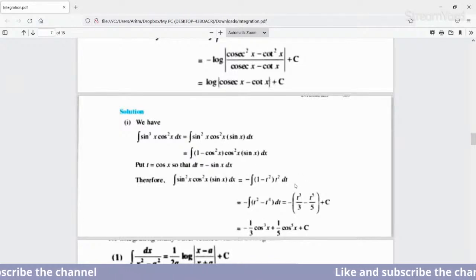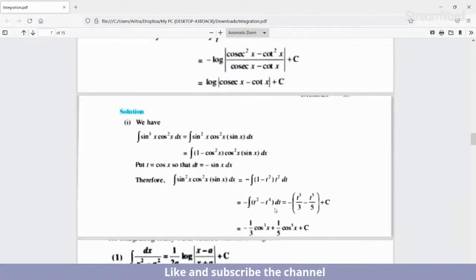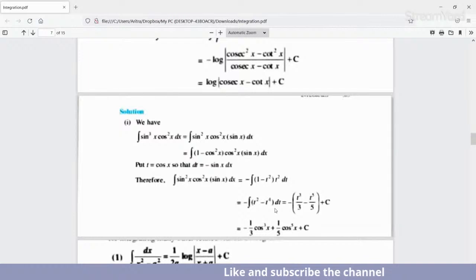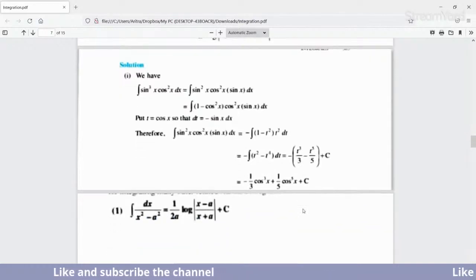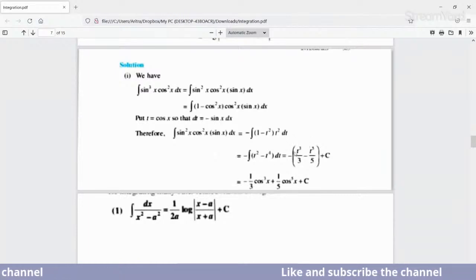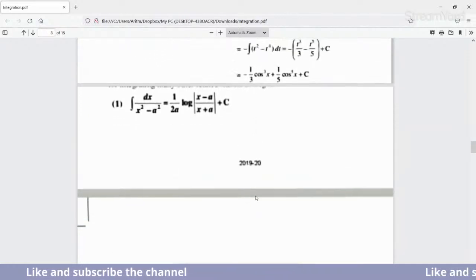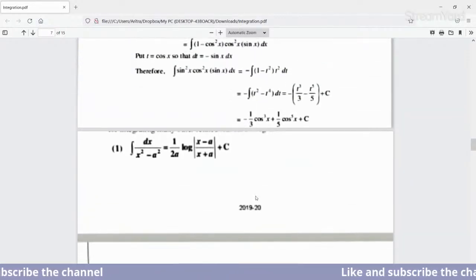Now what is it giving? It's simply giving t cube by 3 minus t to the power 5 by 5, using the formula for the integration of x to the power n, which is x to the power n plus 1 divided by n plus 1. So in place of x, it's just t. They just applied the formula in two steps and got the answer, and replaced it with t. Never forget to replace the substituted value, or else it will cause a big issue. You will get a 0.